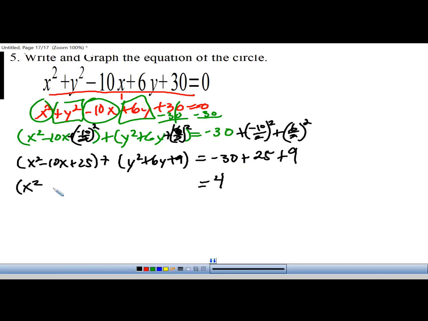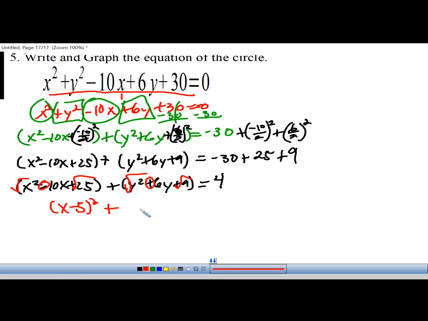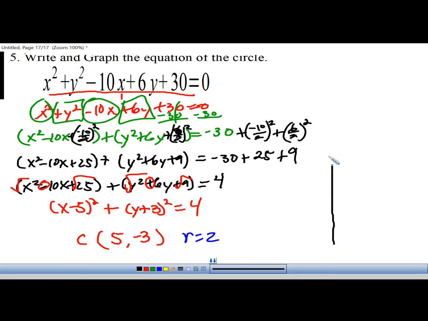Bring this down, x squared minus 10x plus 25 plus y squared plus 6y plus 9. And we factor the left side, so square root of the first, square root of the last, sign of the middle. This is x minus 5 squared plus y plus 3 squared, and all that equal to 4. So my center is at 5, comma, -3, and my radius is 2. Okay, so let's graph that. Here's my coordinate plane.